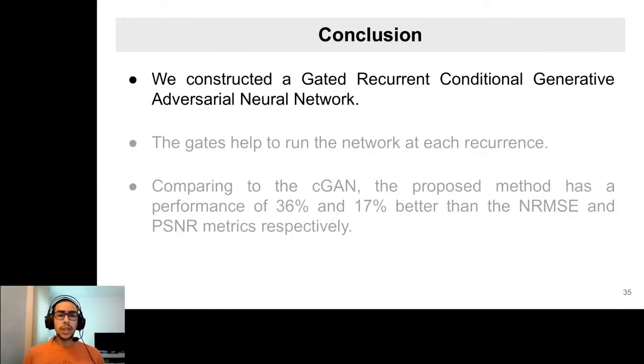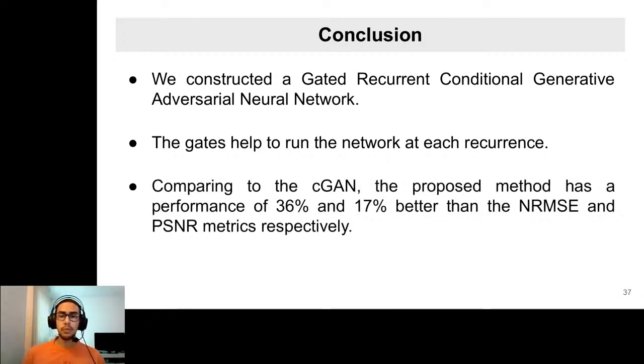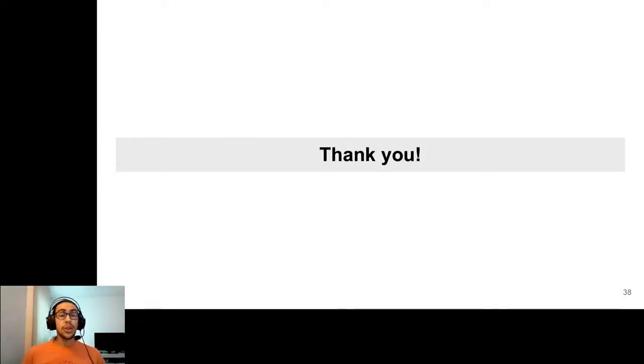Concluding, we constructed a gated recurrent conditional generative adversarial network, and by analyzing its operation, we identified that the gates helped the network by guiding the execution at each recurrence. Comparing the performance between the proposed method and SIGAN, we observed that the proposed method performs 36% and 17% better than SIGAN in relation to NR, MSE, and PSNR metrics, respectively. Thank you for your attention.